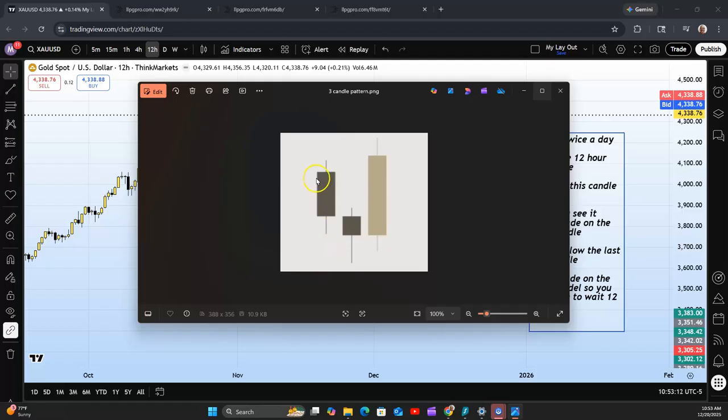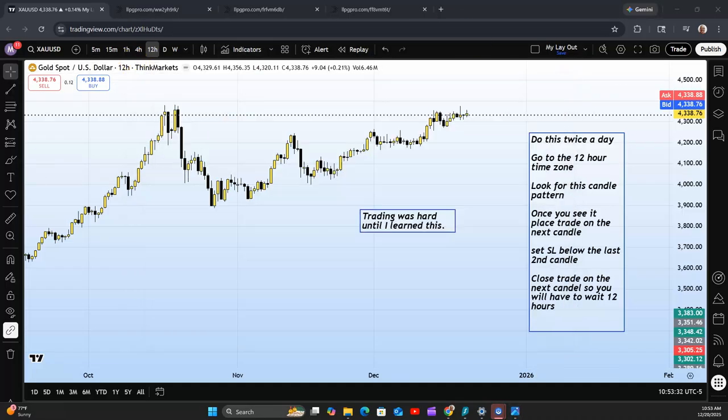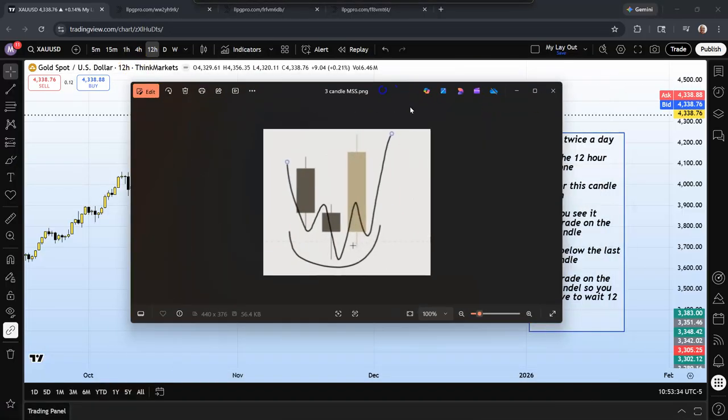You're going to look for these 3 candles here. You're going to find these 3 candles on the bottom of a downtrend, because this is a reversal happening. So it's going to be a market structure shift. Let me pull this up here to show what I'm talking about. So the market will be shifting. It's going to be trending lower, and it's going to shift the trend higher.